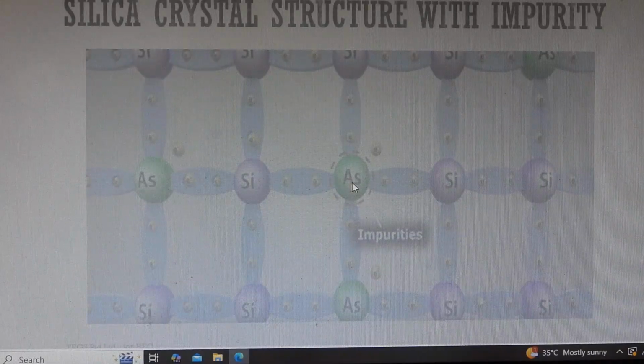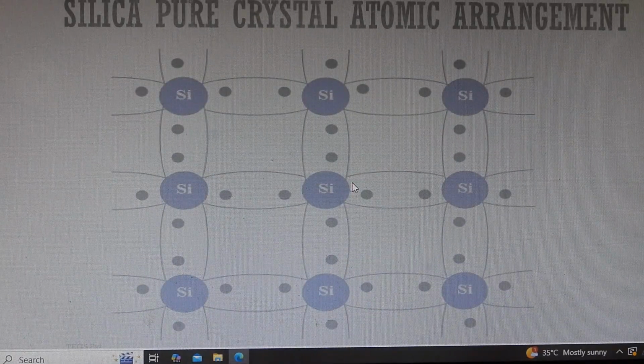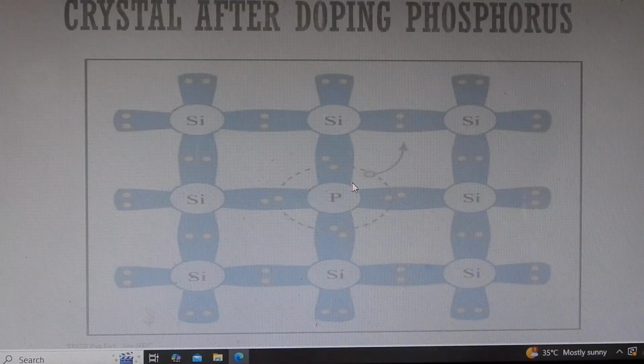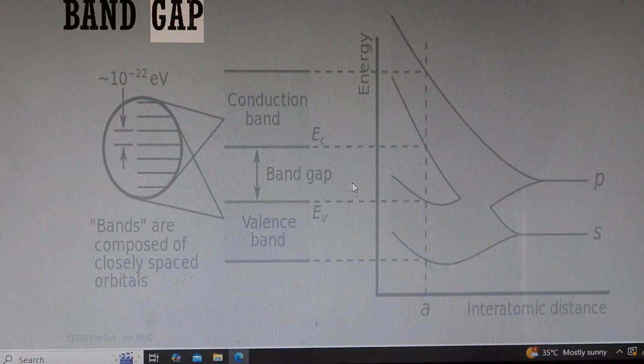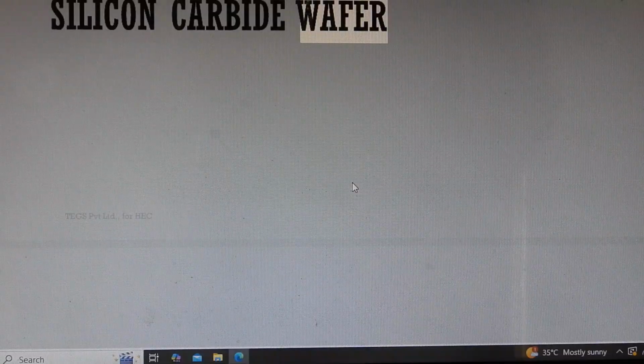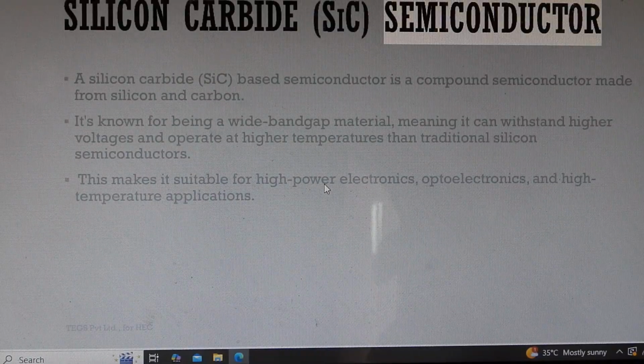Silicon crystal structure with impurity. Silicon pure crystal atomic arrangement. Crystal after doping with phosphorus. Effect of doping. Band gap. Silicon carbide wafer. Silicon-based semiconductor. Silicon carbide, SiC, semiconductor.